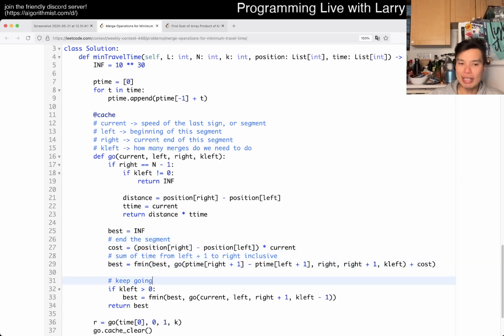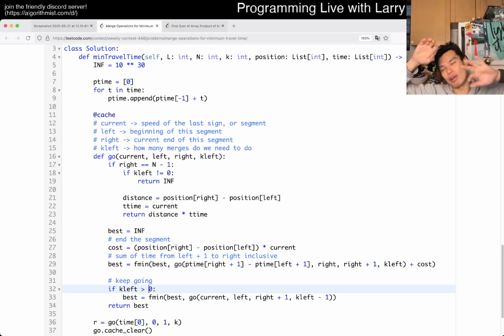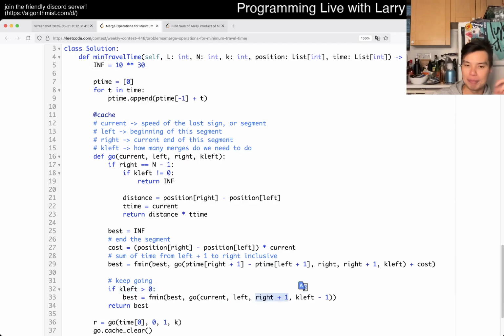And then if you keep going, it requires a skip, right? A skip or a merge, if you will. Sorry, if you merge, that means that you go at the current speed for the previous segment. So all we do is extend the previous segment by 1. And then you use one merge, and of course implicit in this is that when we increase this right plus 1 and left, in the future we will calculate the new cost. So that's basically the idea.